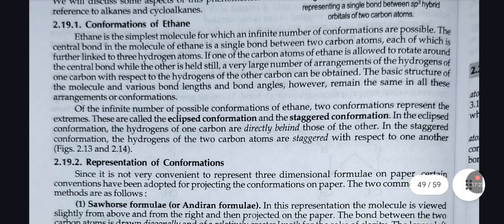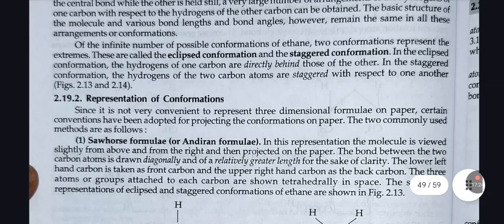Of the infinite number of possible conformations of ethane, two conformations represent extremes. These are called the eclipsed conformation and the staggered conformation. In the eclipsed conformation, the hydrogens of one carbon are directly behind those of the other. In the staggered conformation, the hydrogens of the two carbon atoms are staggered with respect to one another.